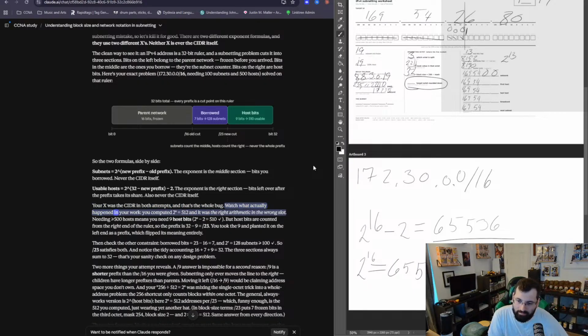Watch what actually happened in your work. You computed 2 to the power of 9 equal to 512, and it was the right arithmetic in the wrong slot. Needing greater than or equal to 500 hosts means you need 9 host bits, 2 to the power of 9 minus 2 equals 510. But host bits are counted from the right end of the ruler, so the prefix is 32 minus 9, equal to /23. You took the 9.